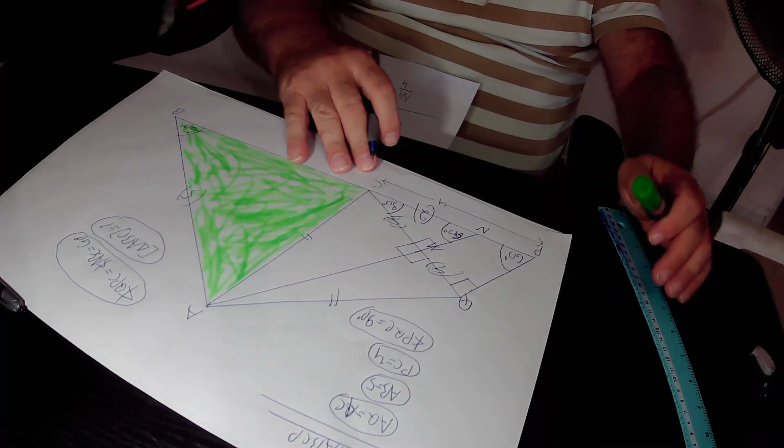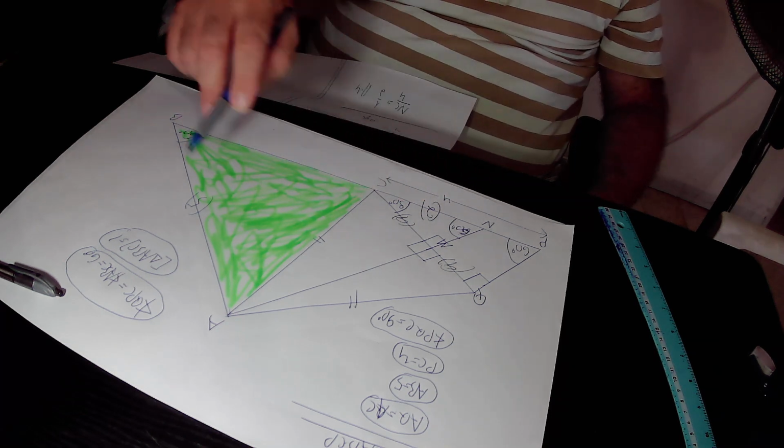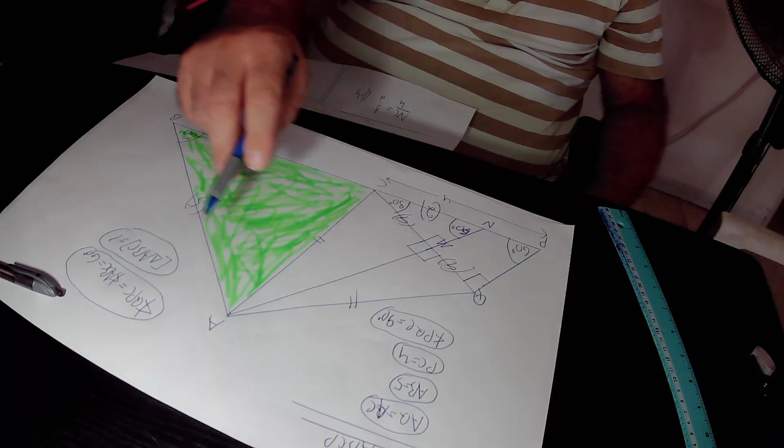In the next step, I'll copy the big triangle NAB onto a new page and we will analyze this big triangle NAB.